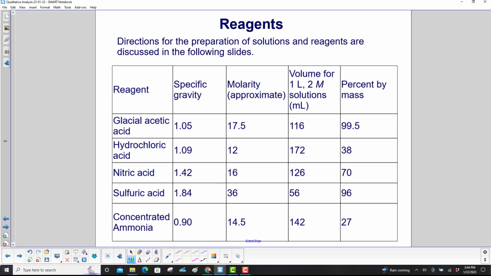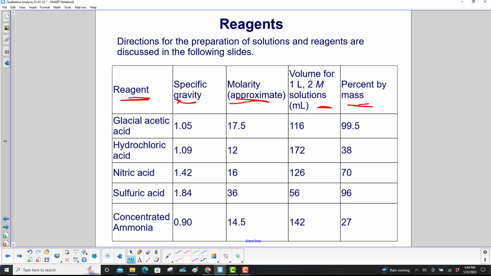Reagents. Directions for the preparation of solutions and reagents are discussed in the following slides. So over here we have the reagents in this column, their specific gravity, their approximate molarity, the volume for 1 liter 2 molar solutions in milliliters, and percent by mass.